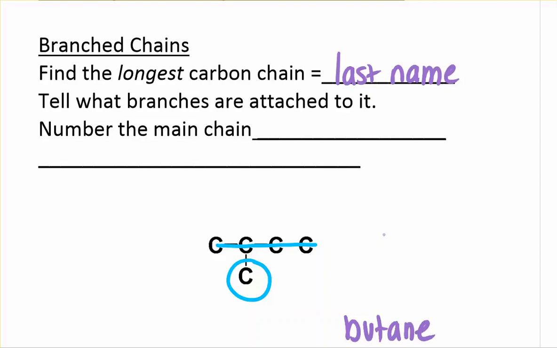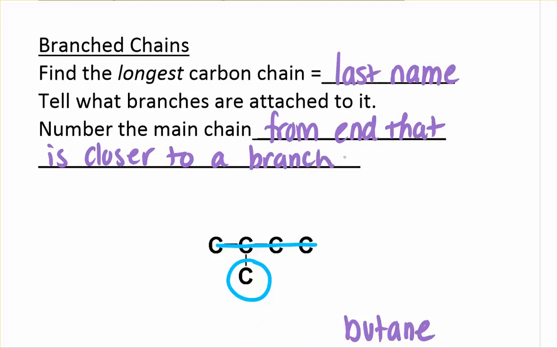Then I need to number my chain. I'm going to number the chain from the end that's closer to a branch. In other words, this left-hand end is closer to a branch. It's just 1 carbon away. Then this right-hand end is 2 carbons away from a branch. So I'm going to start by numbering on the left. I'm numbering my carbon atoms 1, 2, 3, 4, numbering my longest chain.